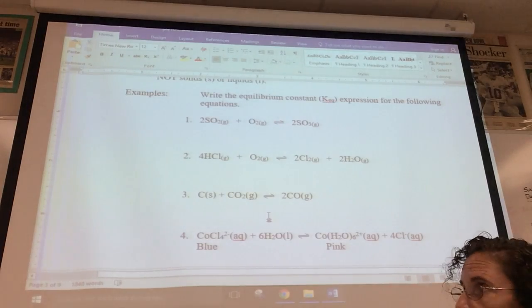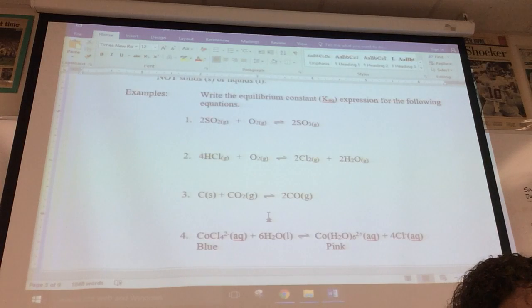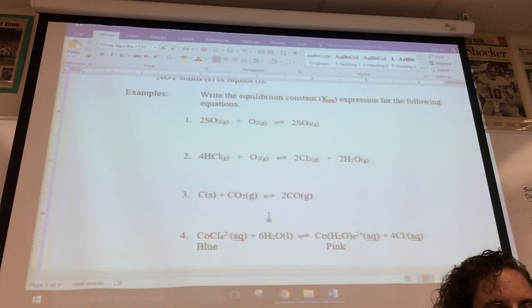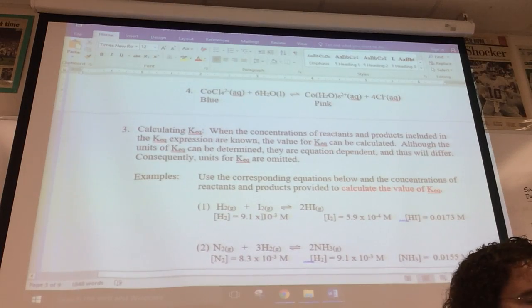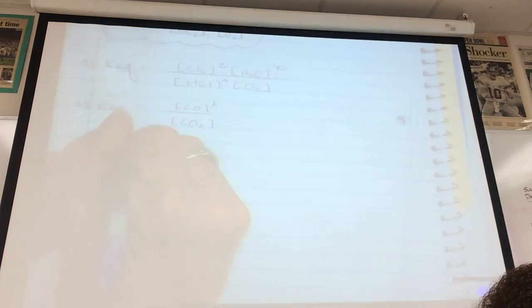And then number 4 looks a little bit funky. Again, you include gases and aqueous, not solids and liquids. And I include this expression here because your lab involves a similar balanced equation, and I didn't want it to look foreign to you when you did the lab, so I include it here. So number 4 at the top of the screen then would be KEQ.